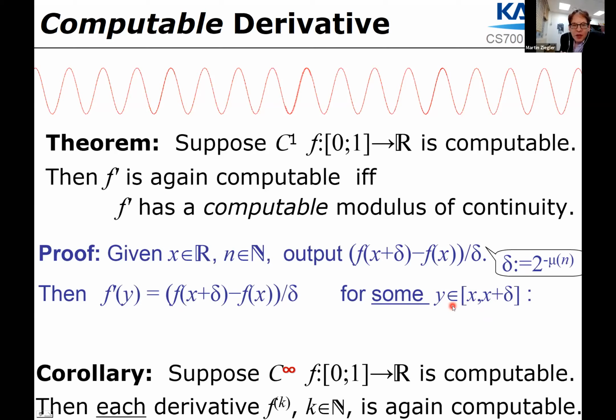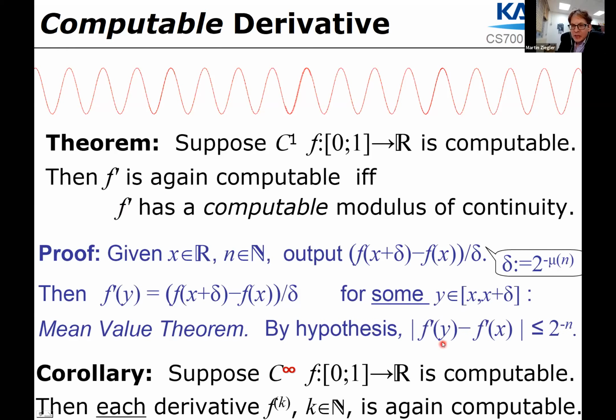And again, recall that here we don't need any constructive version of the mean value theorem. We only need to know that such a y exists. And then we use the estimate that mu is a modulus of continuity of the derivative, because now by hypothesis, the value of the derivative at x, that's where we want to know the value, differs from the value of the derivative at this unknown argument y, which however is in this interval, by at most 2 to the minus n.